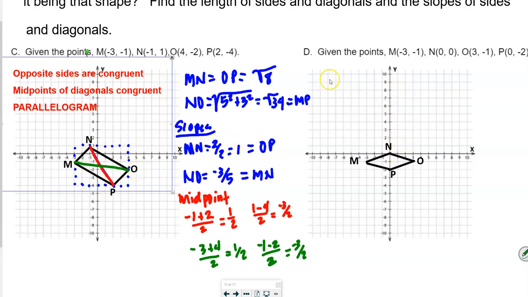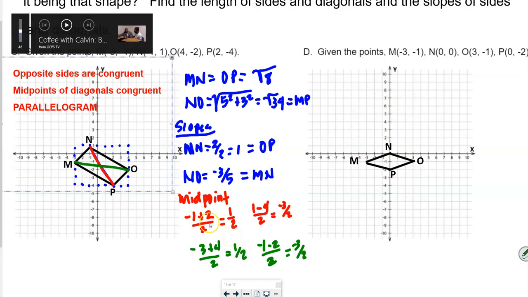All right, so our last one over here, again, I plotted MNOP, and so we're going to do the same things we've been doing. So we're going to find the length of MN. This time, this is a little different.